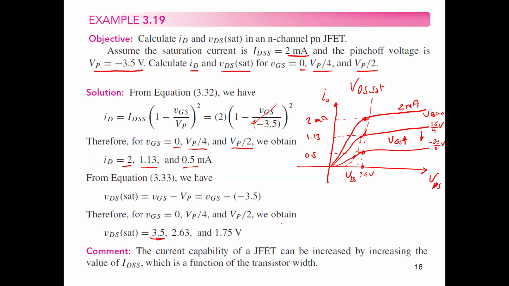We have one comment here in the text box saying the current capability of the JFET can be increased by increasing the value of IDSS. The factor of increasing IDSS actually depends on the die of the material. Here, you can see the current is 2 milliampere.